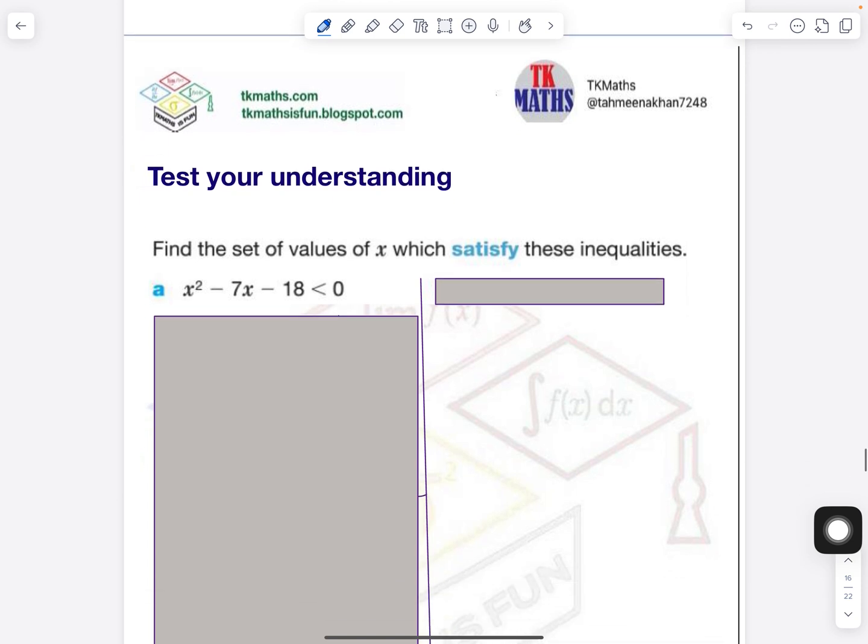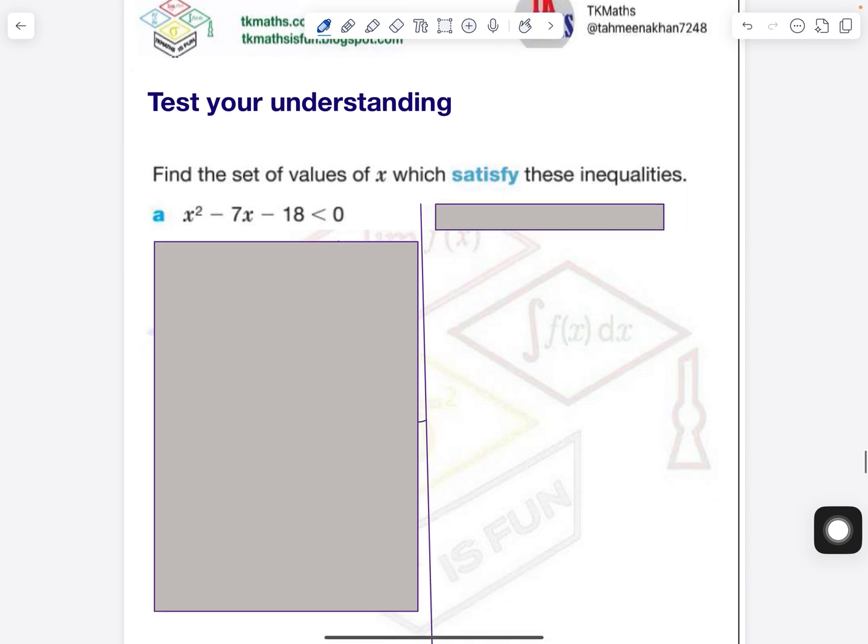This is to test your understanding, and then we will end the video. So put the video on pause and try to solve it yourself.